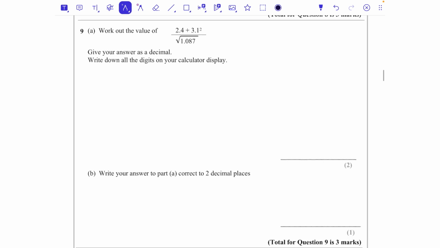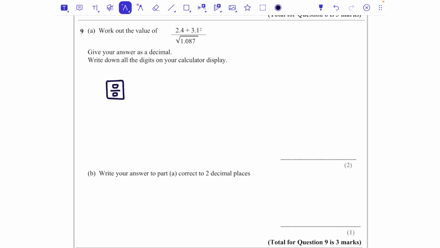Question number 9. Work out the value of 2.4 add 3.1 squared all over the square root of 1.087. So this is testing your ability to put this in your calculator. Now I'm going to use my fraction button first. So I'm going to press that button first to get this as a fraction. And in the top I'm typing 2.4 add 3.1 squared. And then I'm using that down arrow on my calculator to come down to the bottom of the fraction.